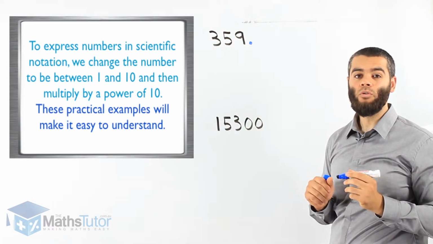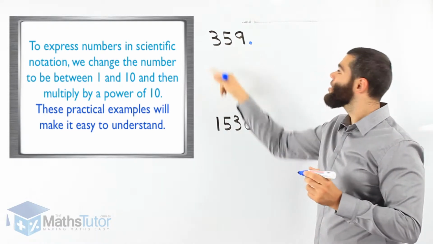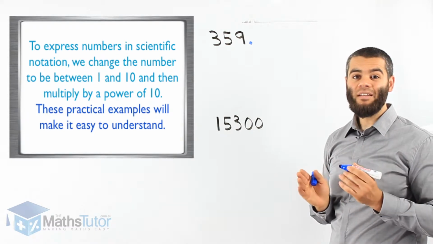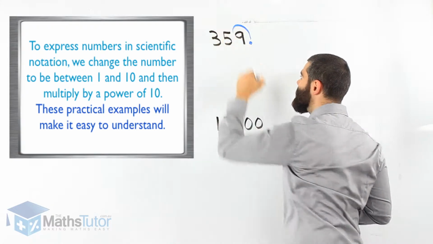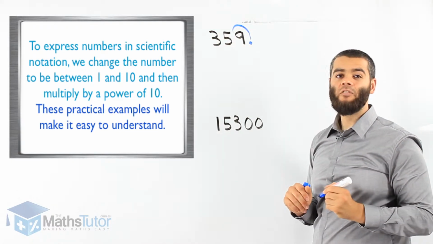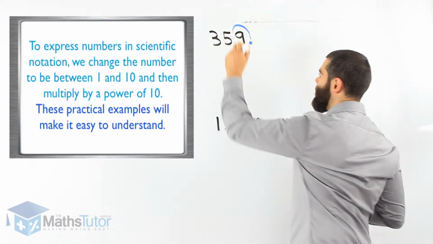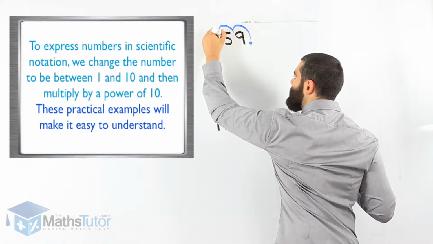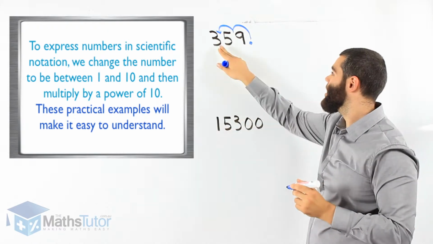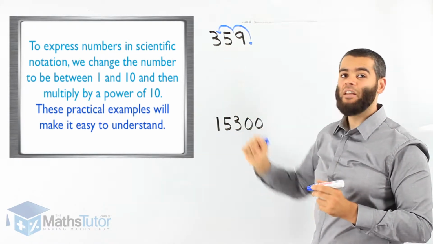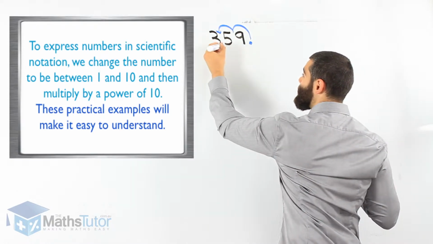359. Now we want to make this number into a number between 1 and 10. We grab the point and we jump. If we put it here, we're going to get 35.9. Is that a number between 1 and 10? No, it's not. So we've got to go back again. If we put it here between the 3 and the 5, it becomes 3.59. Is 3.59 a number between 1 and 10? Yes, it is. So we're going to put it right there.